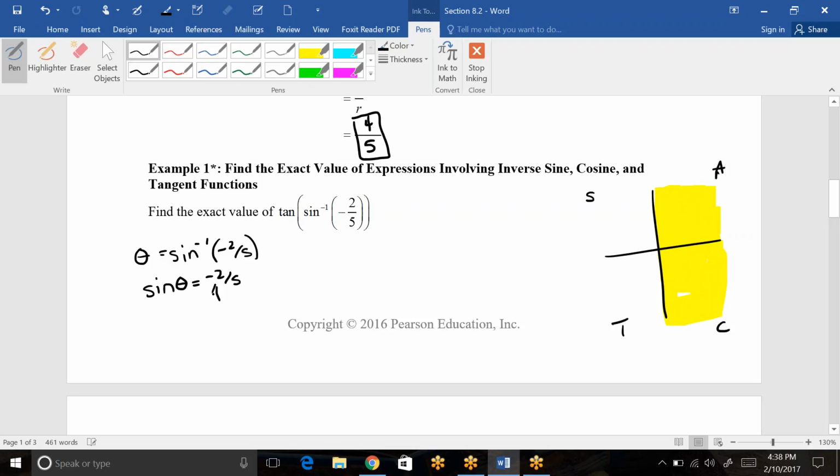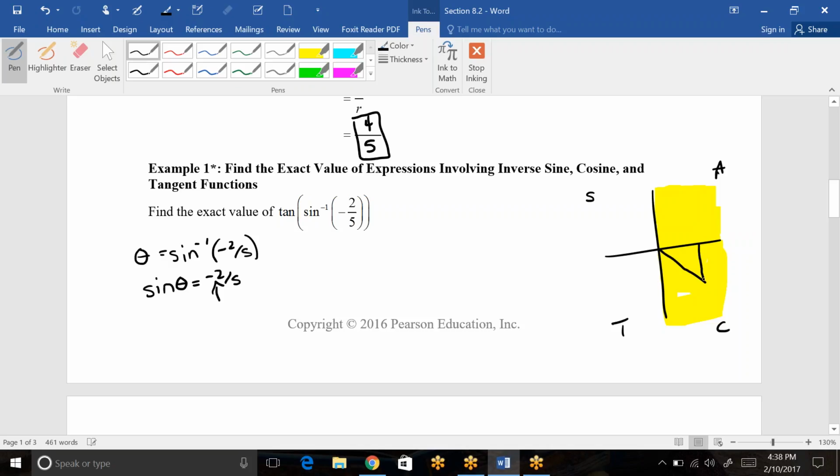Our little saying goes, all science teachers are crazy. We need our sine to be negative. So this is where everything is positive. Sine is positive over here. Tangent would be positive, so sines are negative, but that doesn't help us. Cosines are positive, so sines are negative. So that means we're down here in quad 4.